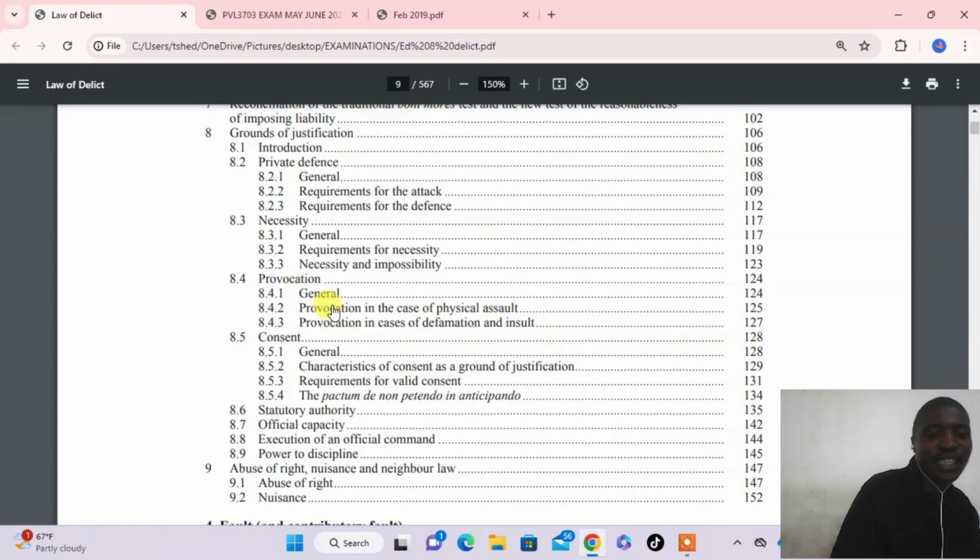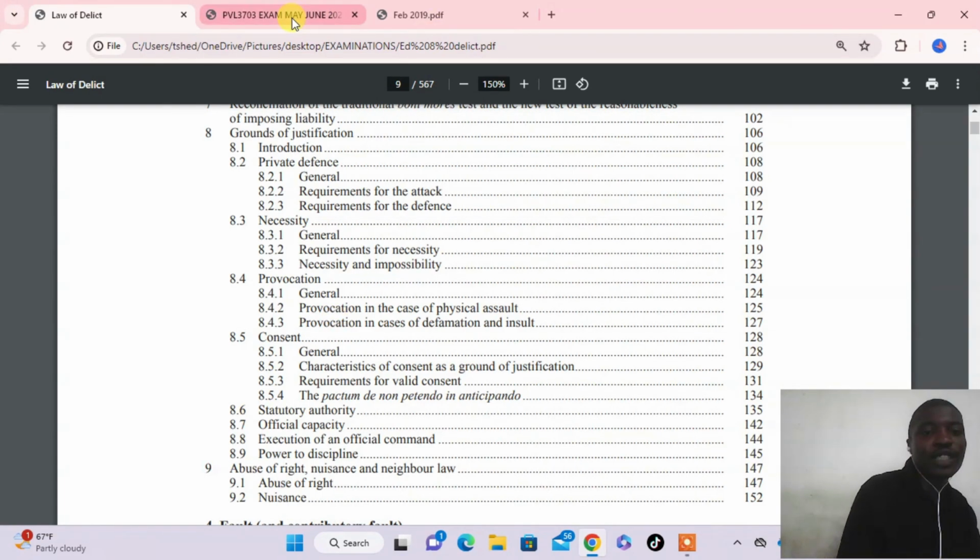Provocation is when somebody provokes you in a way that makes it reasonable to attack the person. So the person cannot just come to you and say, hey, useless, and then you attack that person and rely on provocation. No. The provocation must be reasonable, in a way that you can injure that person as a result of that provocation.